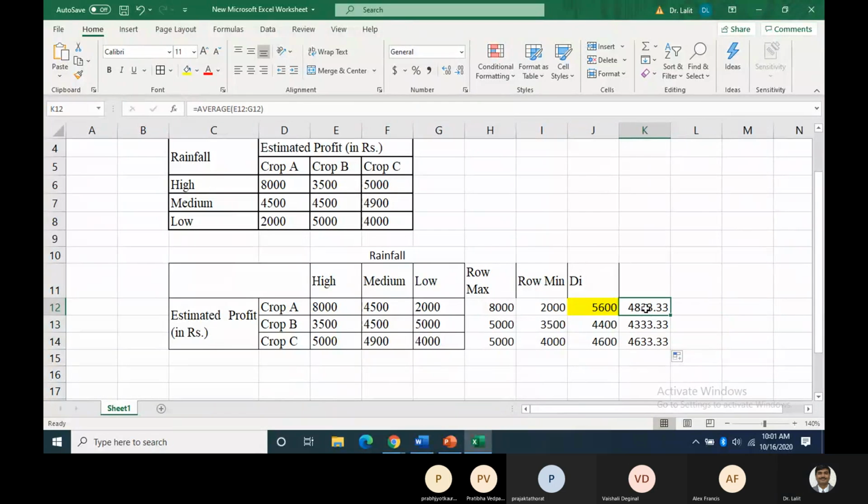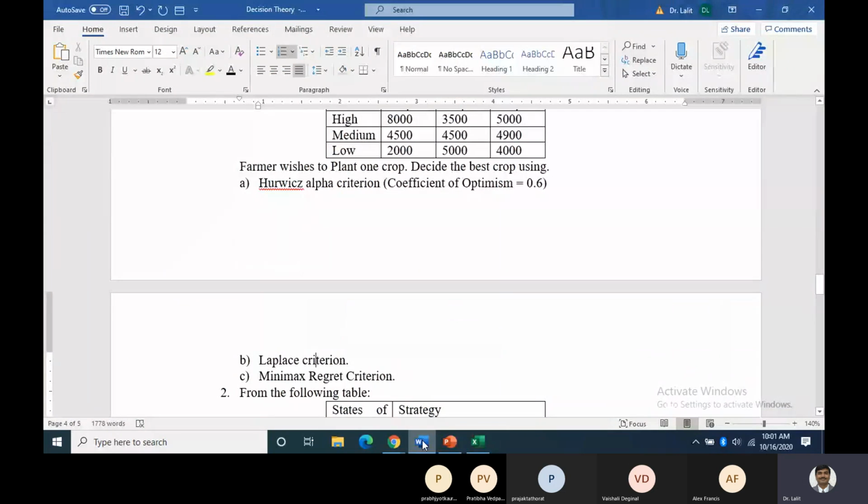Okay. So here also the maximum average payoff or maximum expected payoff is 4833. Okay. So according to Laplace criteria, the farmer should go for crop A. Then next is minimax regret criteria.